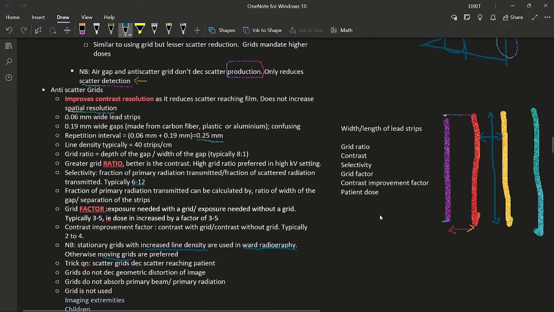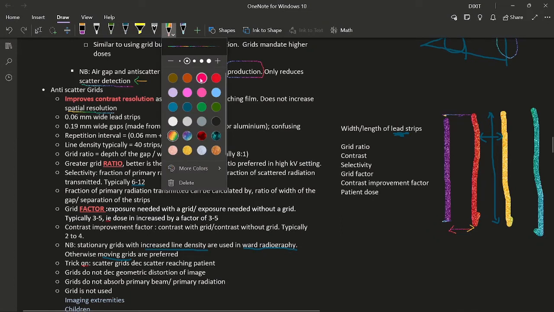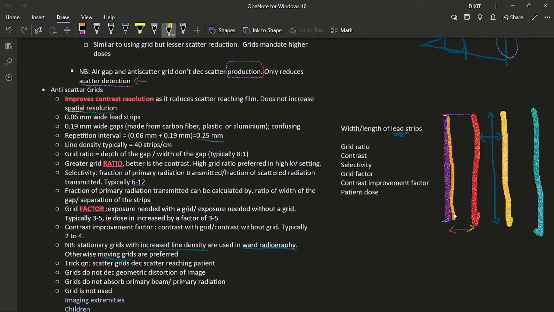Now something they might ask is, what happens if you increase the width or the length of the lead strips? So suppose this was the original one and you are making it thicker. Now what would happen? You would see an increase in all of these parameters: an increase in grid ratio, increase in contrast, increase in selectivity, increase in grid factor. All those things will be moving in the same direction. And the same thing happens when you increase the length of the lead strip. So instead of this length, suppose you are using longer strips, then the same thing, you would have an increase in all of these factors.